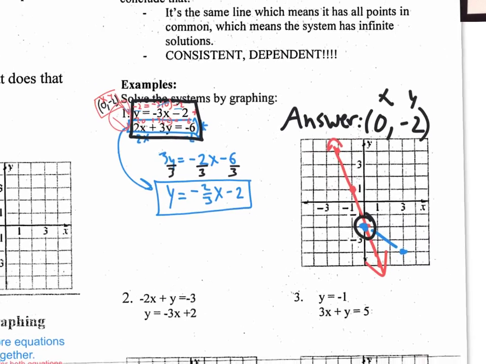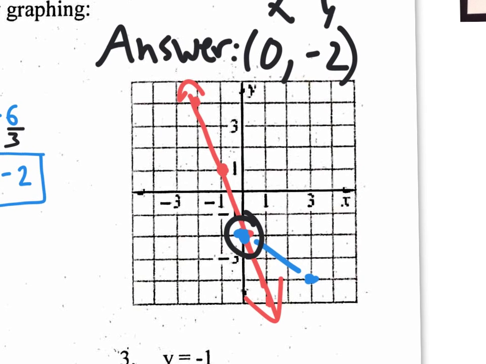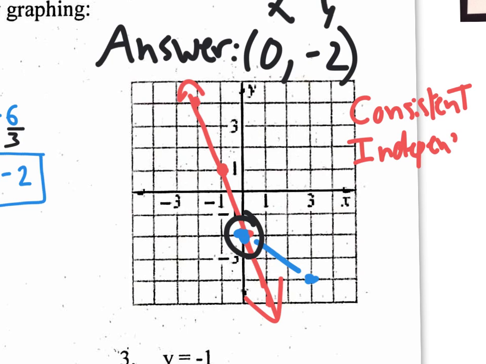By the way, if I asked you to classify it, well, first of all, is there an answer? Yes, there's an answer. So that means that it's consistent. Now, there's two types of consistent, remember? There's consistent independent, which means there's only one answer, or consistent dependent, which is an infinite amount of answers. So if you were to classify it, you would say consistent independent. That's ugly, but you know what I'm doing.